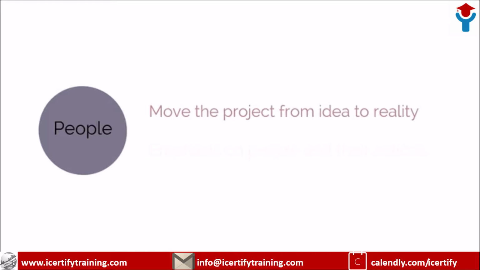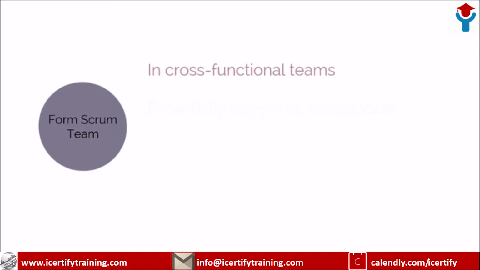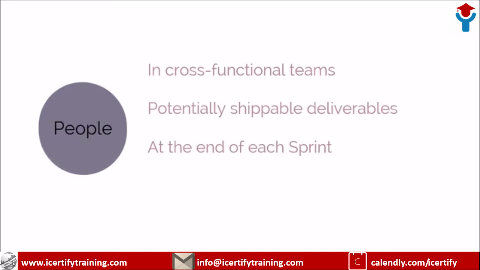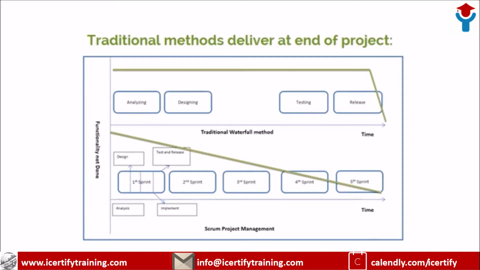According to Scrum, the key factors in any project are the people, and the emphasis should be on them and their actions. Various cross-functional teams work in parallel across sprints to deliver potentially shippable deliverables at the end of each sprint. In a traditional model, the amount of functionalities not done remains high, and no product is delivered until the end or very near the end of the project.